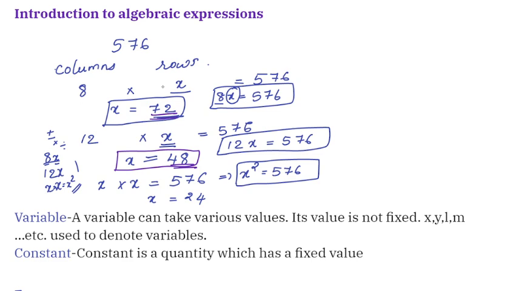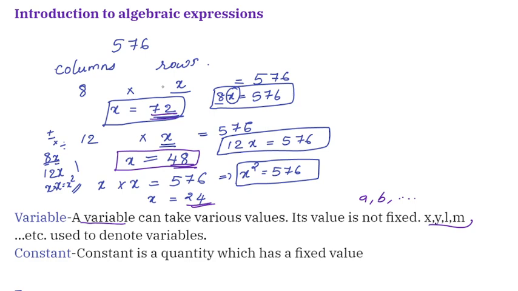Now look here, we have the value 24. So a variable is nothing but something that has various values. The value is not fixed. We can use any alphabet, A, B, X, Y, L, M, etc., to denote variables.